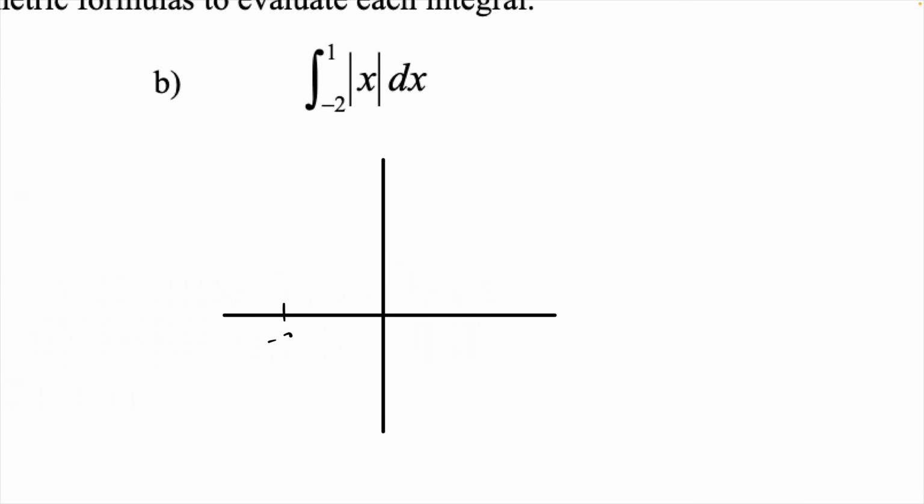So -2, -1, 0, 1. How am I going to draw a picture? I'm just going to plug in numbers. When I plug in -2, what's y going to be? +2. When I plug in -1, 1, right, because this is the function here. Plug in 0, plug in 1, there you go.